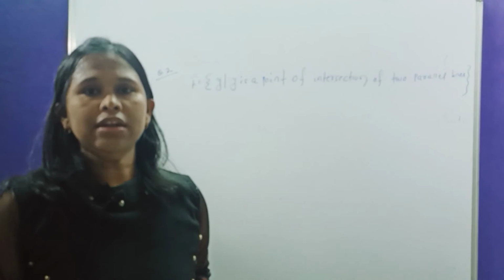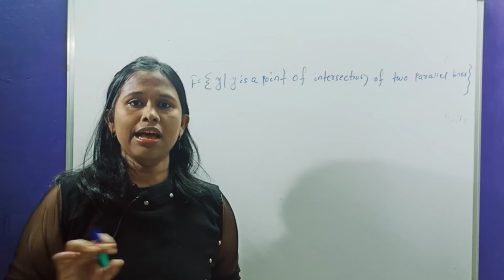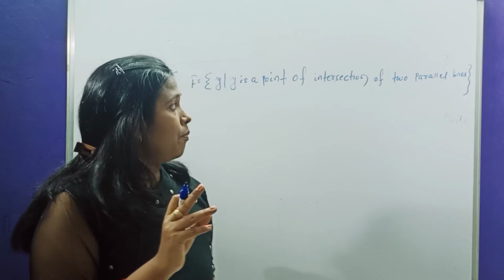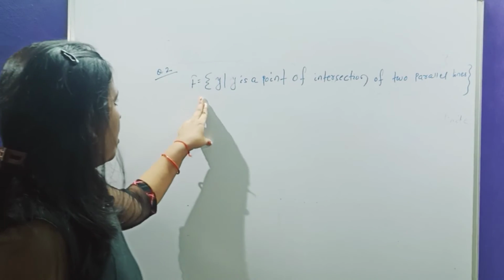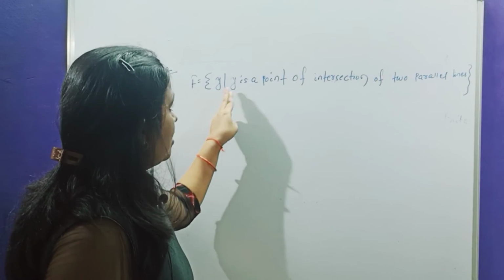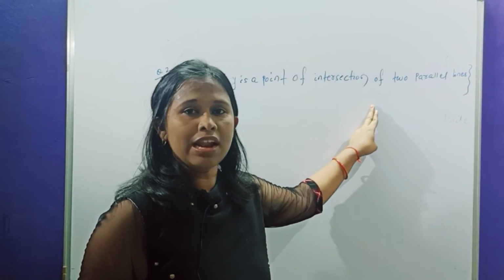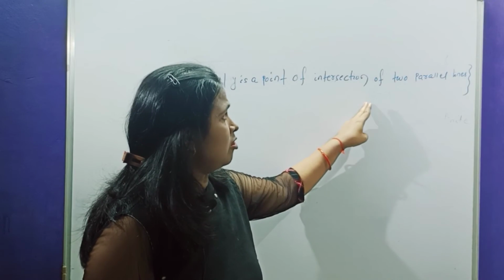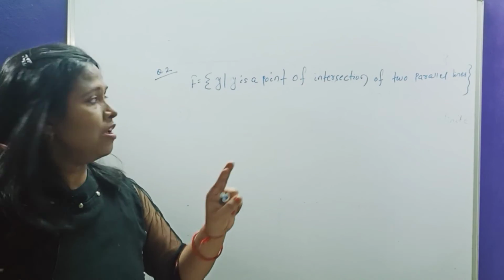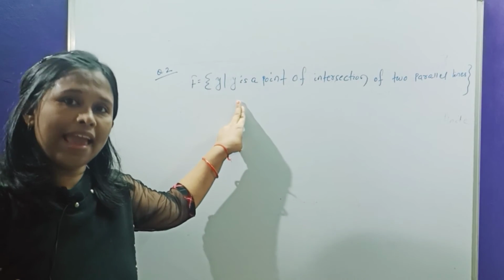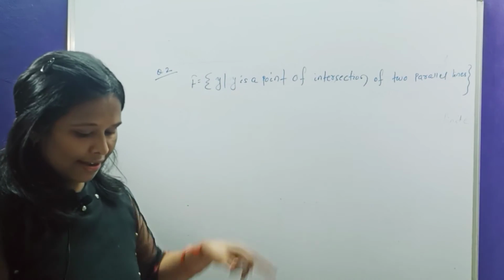So all of you know that if two lines are parallel, then there is no point of intersection. Yes or no? Yes. So as it is a set where y is a point of intersection of two parallel lines, this is not possible because there is no point of intersection between two parallel lines. So is it an empty set? Yes, it is an empty set.